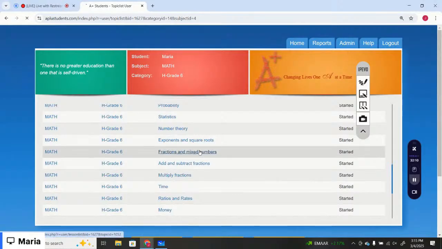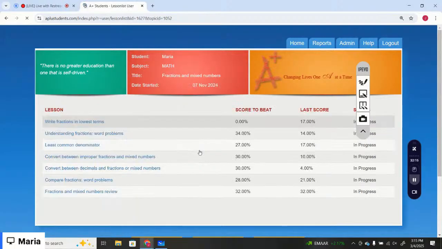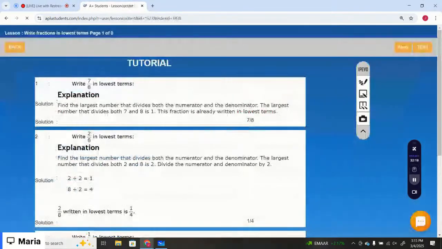Okay, so fractions and mixed numbers. Let's just start with write fraction in lowest terms. So how do we write a fraction in the lowest term? You have to divide both the numerator and denominator by the largest number that can divide both.